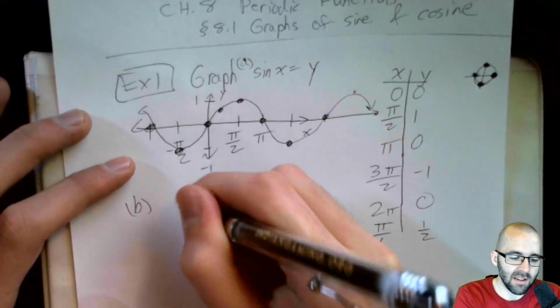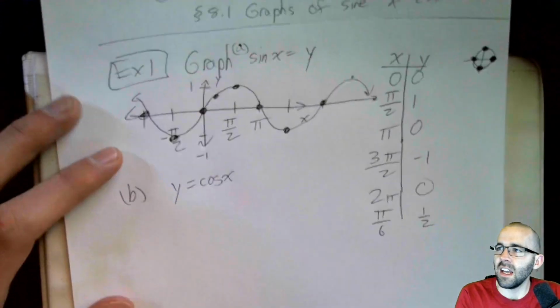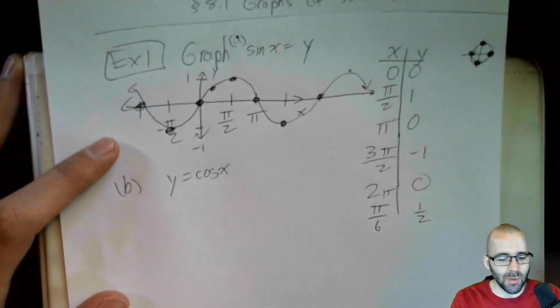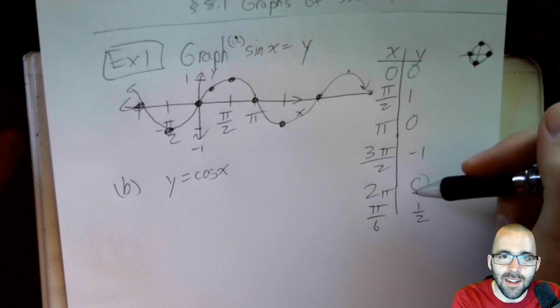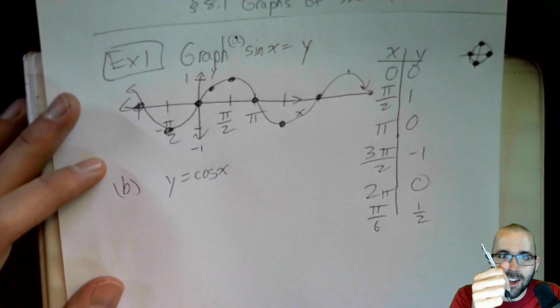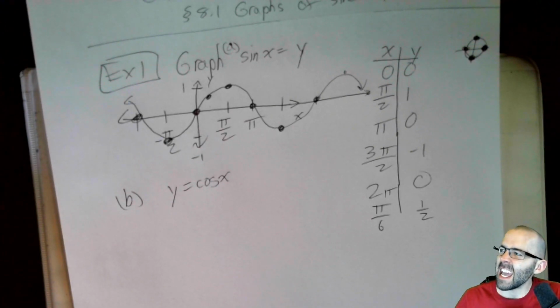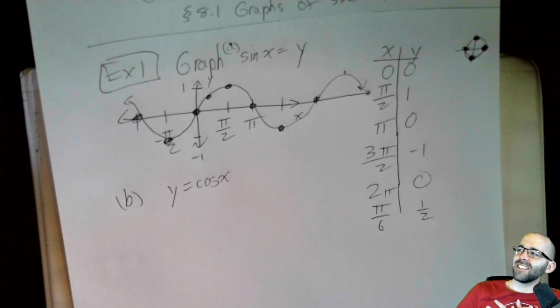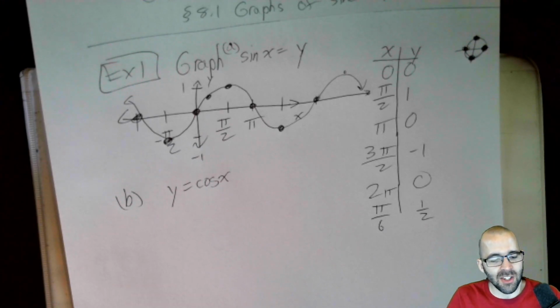Let's do part B. Let's graph y equals cosine of x. And you might be saying, oh my goodness, Jason, I don't want to do this again. This is too much. Surely there's an easier way to do this. And yes, there is. One of the huge things in this section that you may hate or you may love, I love it, so hopefully you're like me in this sense anyway, is function transformations.